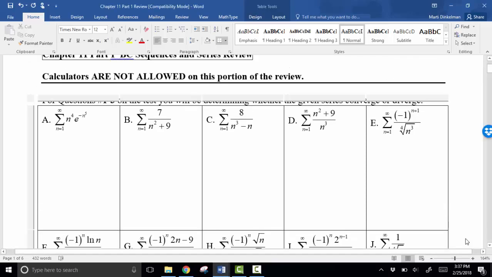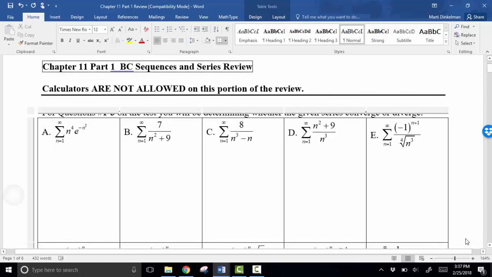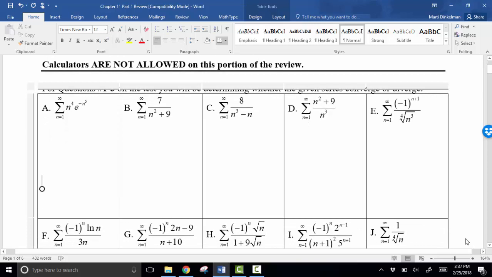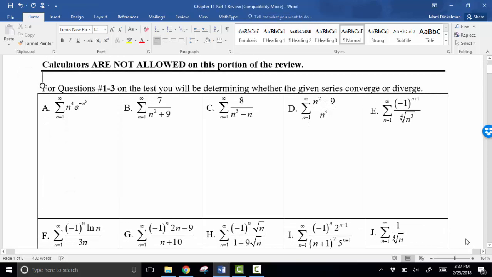Okay, this is Chapter 11, Part 1, the series test review. And as it says, for questions 1 through 3, it's basically going to be a set of questions that ask you about convergence or divergence of a handful of series. So I just put a bunch of ones on here, similar to what you will encounter on the test. I'm just going to go through each one of these and determine if they converge or diverge.